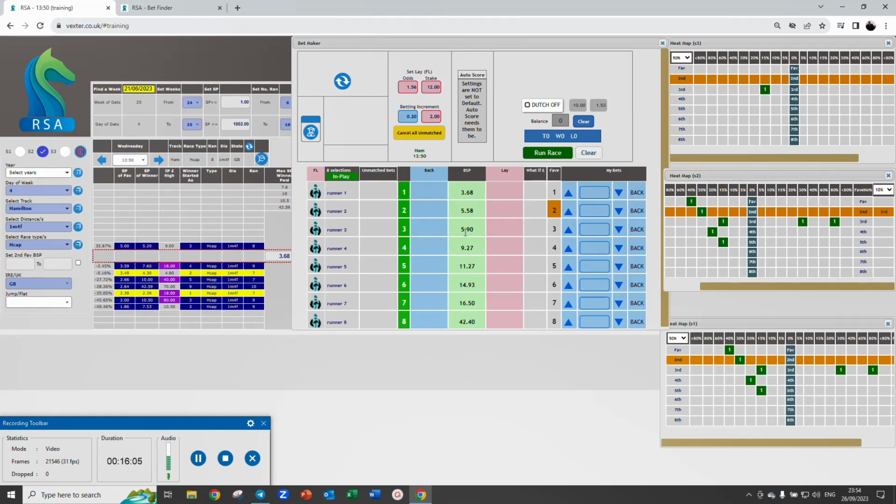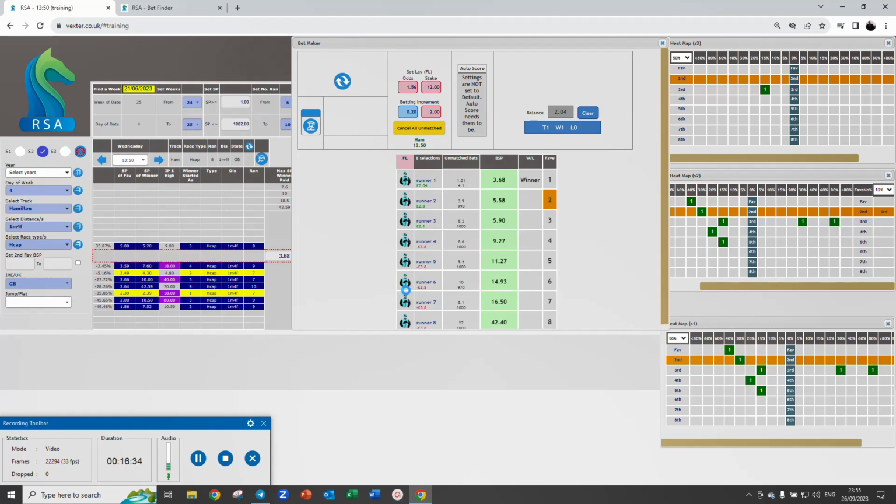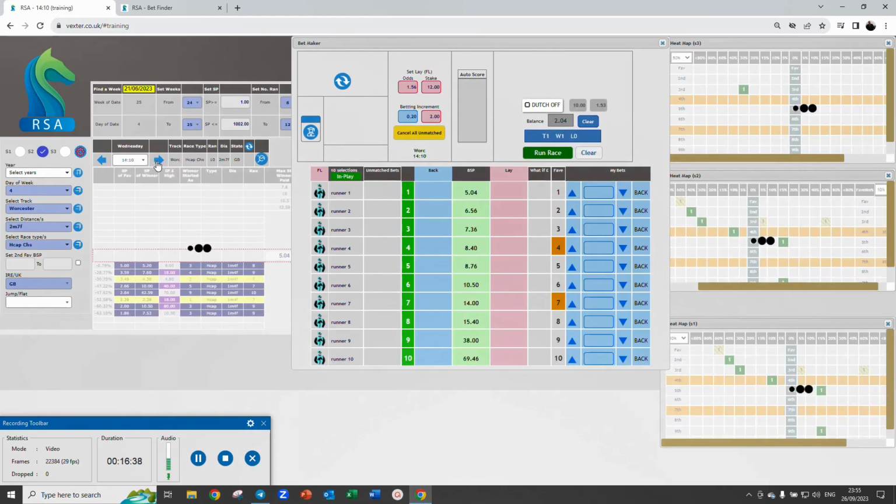So is it worth playing? I mean, let's have a look. We could do something like this, I guess. So I'm going to risk $3.60 to make maybe £1.12. So I'll make 2. So I'm going to risk $3.80 to win 2. So let's do that. Run race. And the favourite did win. Then we go to the next race.